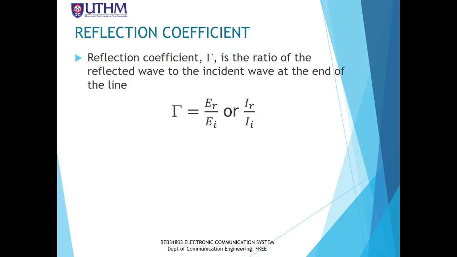The first one is what we call a reflection coefficient. Reflection coefficient, this symbol looks like R, but it is not R actually, is the ratio of a reflected wave to the incident wave at the end of the transmission line. Okay. So it is equal to reflected voltage over incident voltage, or reflected current divided by incident current. So this is the reflection coefficient.